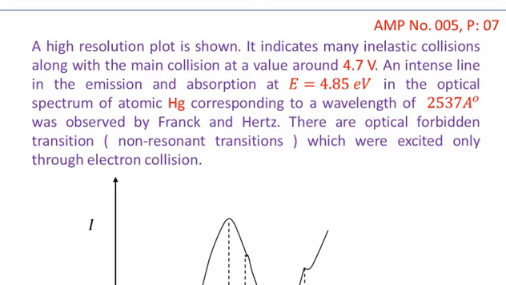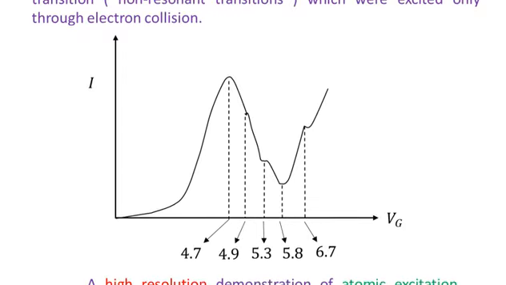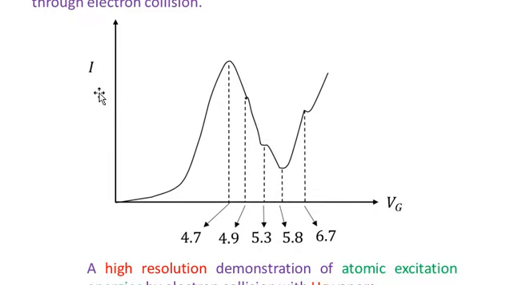So let me first of all explain the plot. Here I am plotting the current I along the vertical axis, and the grid voltage along the horizontal axis. I am plotting only up to the first dip, and then of course the current is rising again. When Vg is increased, the current is increasing. With increase of Vg, the current is rising.